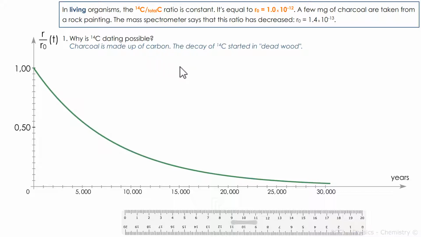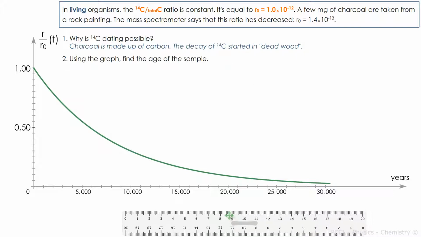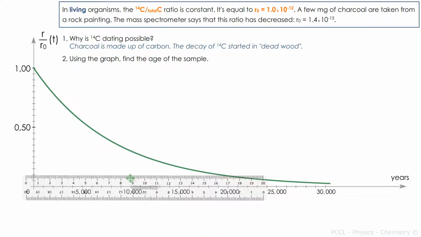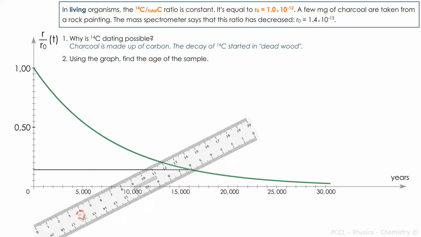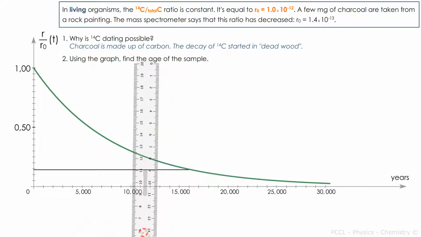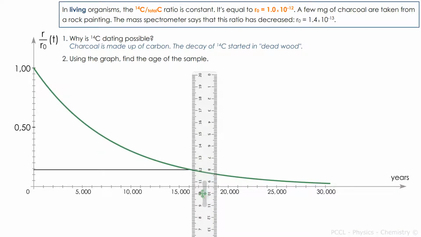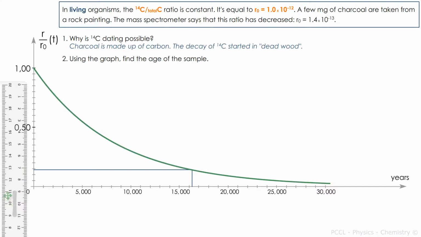Using the graph, find the age of the sample. At t equals 0, the ratio R over R0 is equal to 1, since the decay has not started. So 1.4 times 10 to the power of negative 13, it's not very difficult. 1 is there. 1.4 would be there. If I graphically look for the value of the age, the dating, I come up with something like a little over 16,000. So I will say about 16,250.